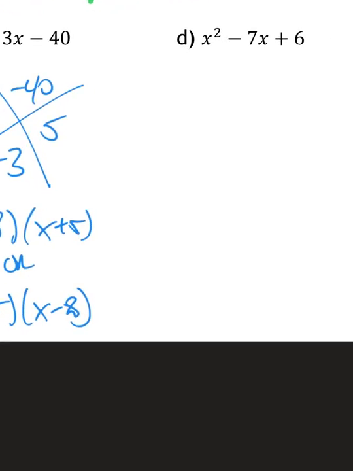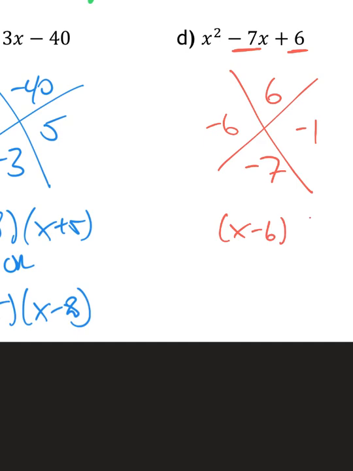I know I'm going kind of quick, but you can pause and look at it if you want to. So here, 6 is on top, negative 7 is on the bottom. So what factors of 6 add to give you negative 7? So that's going to be negative 6 and 1. So x minus 6 and x minus 1.